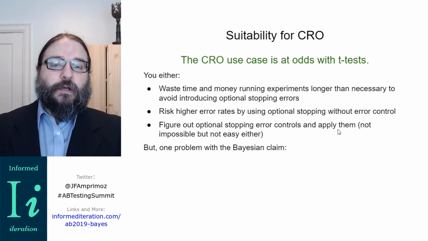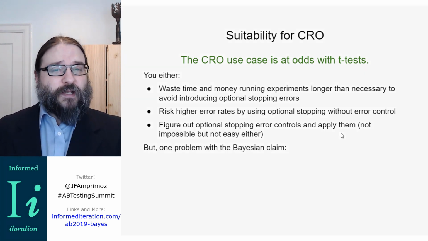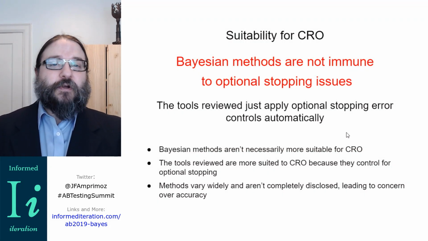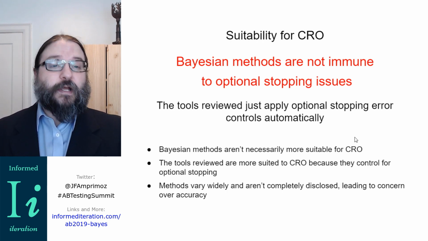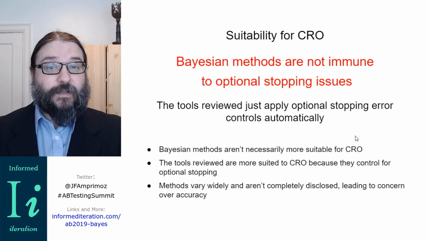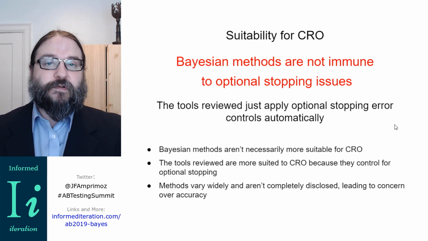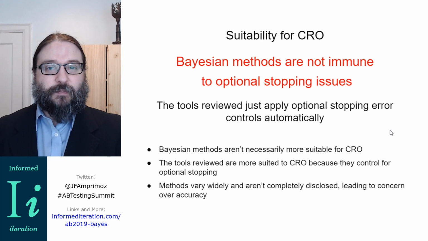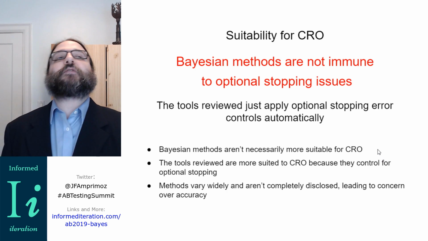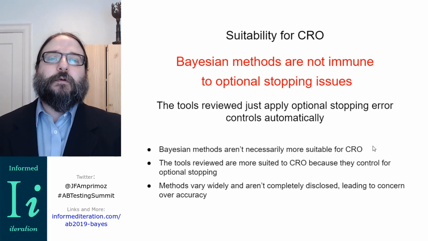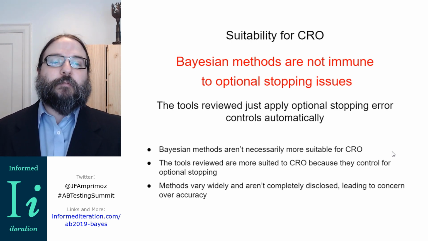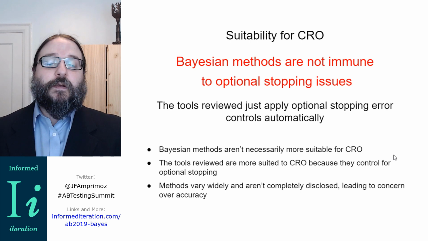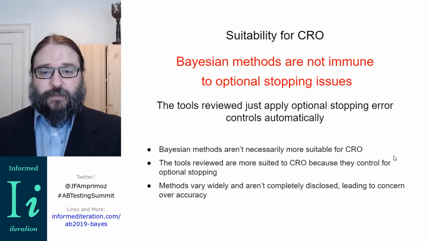So an issue with this as a Bayesian claim, though, is that Bayesian methods are not immune to optional stopping issues. The tools reviewed apply optional stopping error controls automatically. So the tools let you do optional stopping. It's not really inherent to Bayes, though, and it's actually led to a bit of a misunderstanding, like, oh, Bayesian methods are immune to optional stopping, which is totally not the case. But the tools that we looked at have controls built into it.